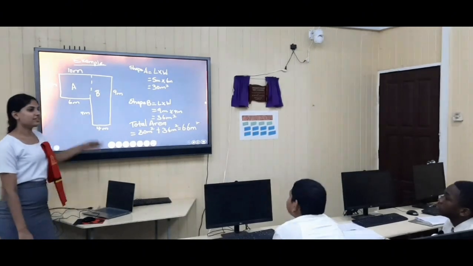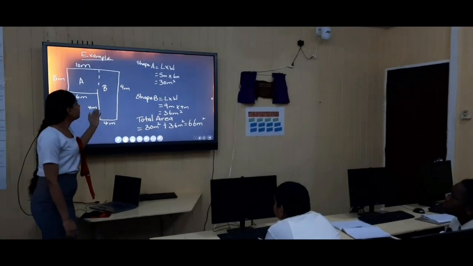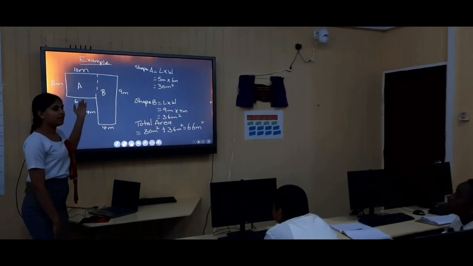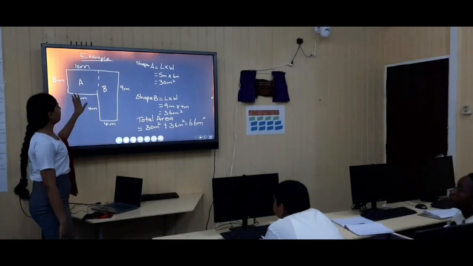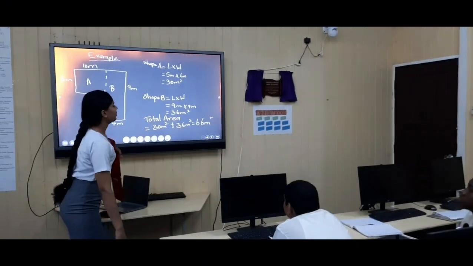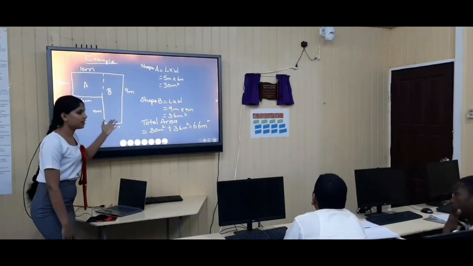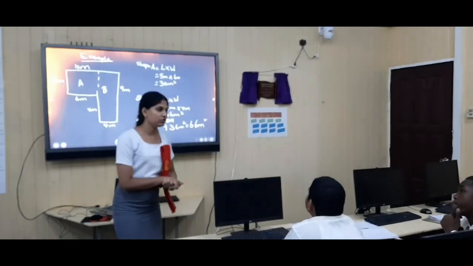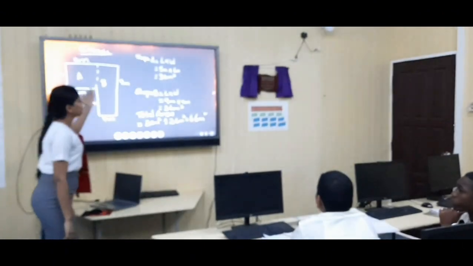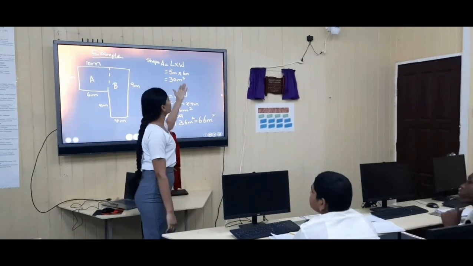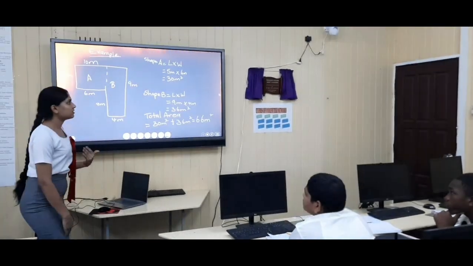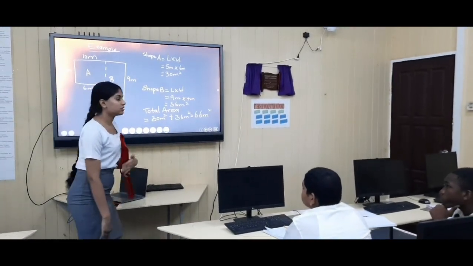Okay, students, so we have an example of a compound shape. In this compound shape, we have 2 rectangles. We're going to name it shape A and shape B. In order to find the total area of this compound shape, we add the area of the 2 rectangles. That will be the total area of the compound shape. So shape A is a rectangle. The formula is length times width. The length is 5 meters times 6 meters gives us 30 meters squared.